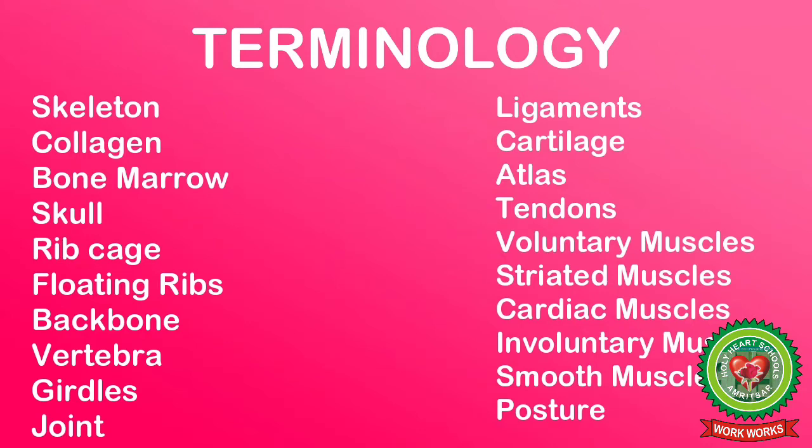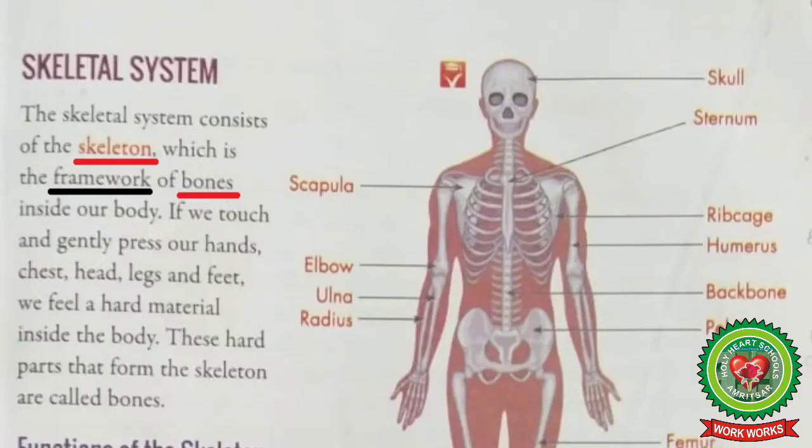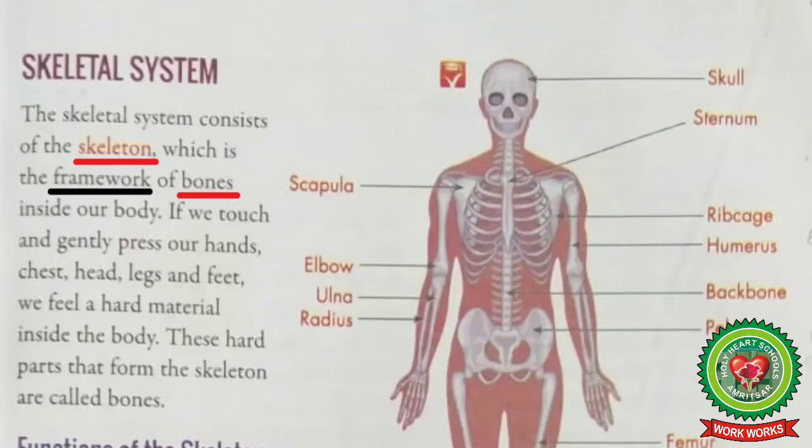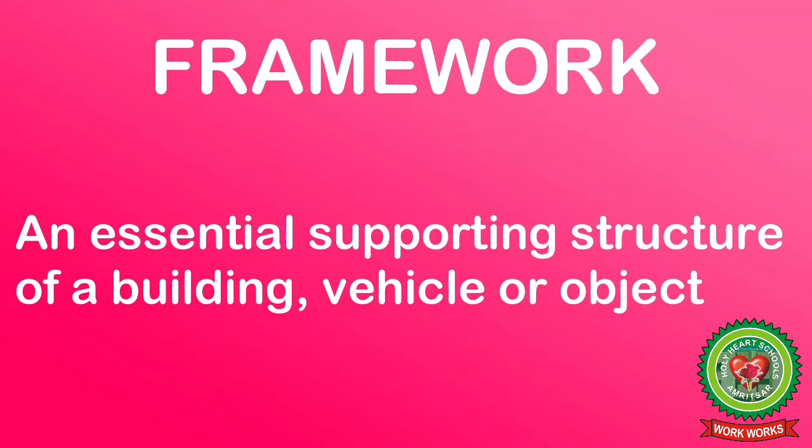Now students, open your book at page 19. We are going to start reading from skeletal system. Students, the skeletal system consists of the skeleton, which is the framework of bones inside our body. Now underline the word skeleton, and the definition of skeleton is the framework of our body consisting of bones. Now what is framework? Framework means an essential supporting structure of a building, vehicle or object.